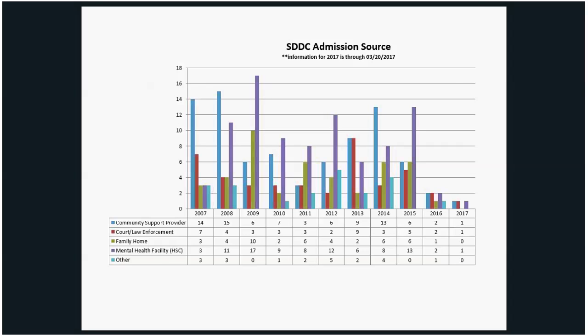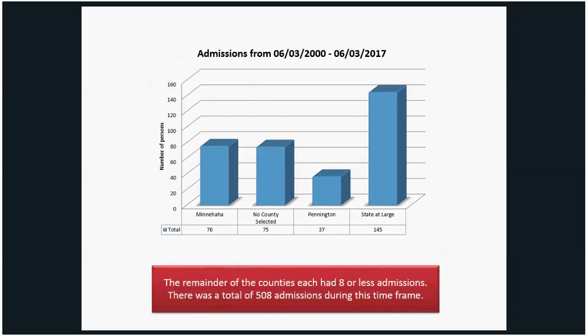Looks like I got a blank sheet here in mine. Okay.